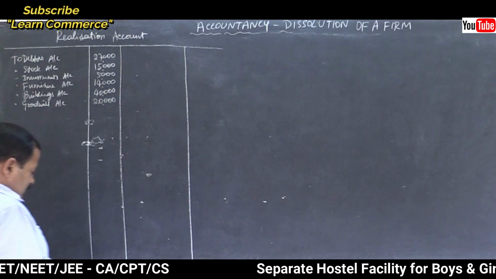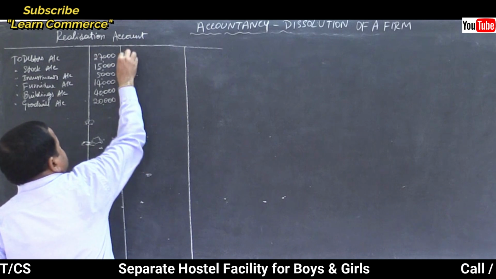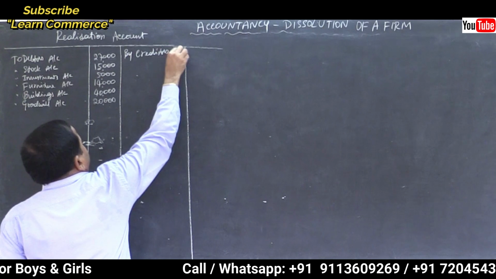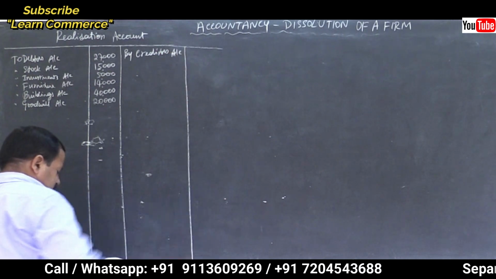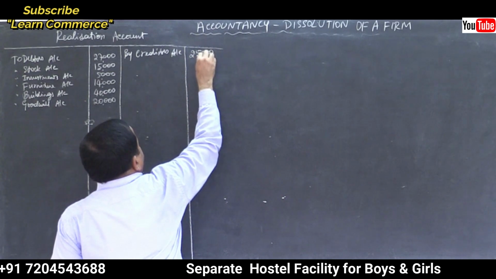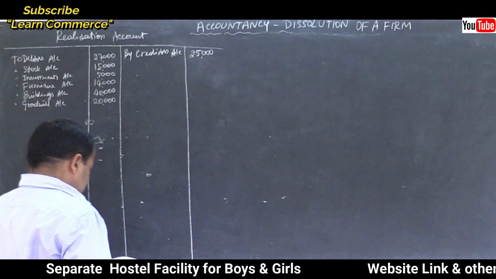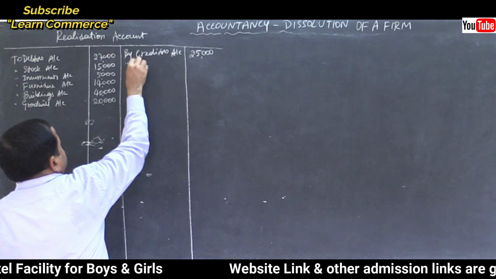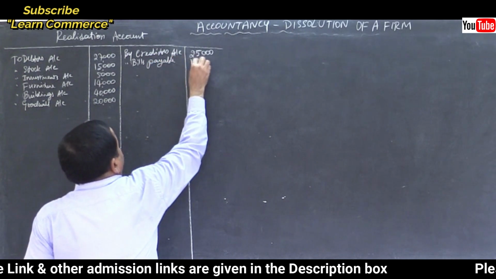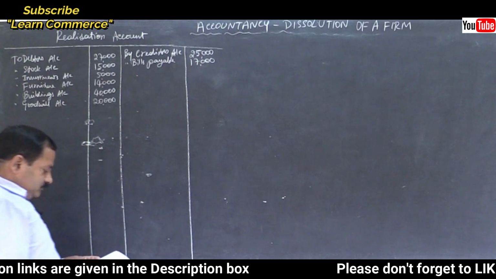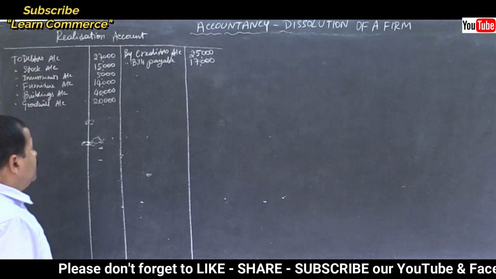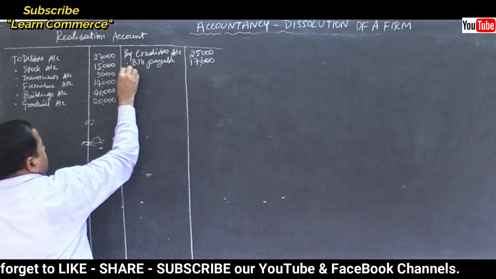Yes. That's all. Transfer all the liabilities by creditors account. Creditors account, write the amount. How much is it? 25,000. Then bills payable 17,000. That's all. Now let us proceed to sell the assets for cash.